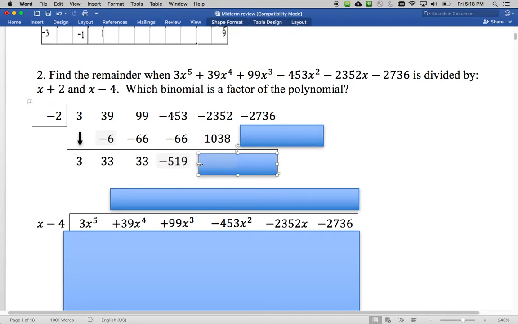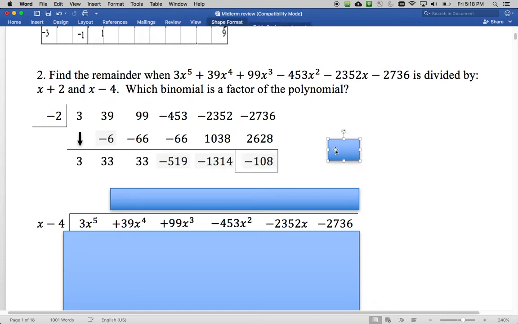I combine those, I get -1314, and that is also multiplied by -2, and I get positive 2,628. I do the math, and I get a -108.